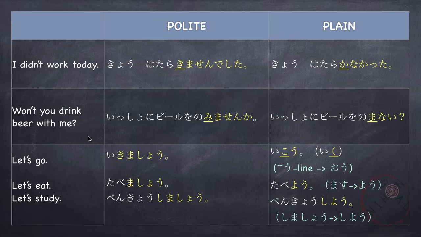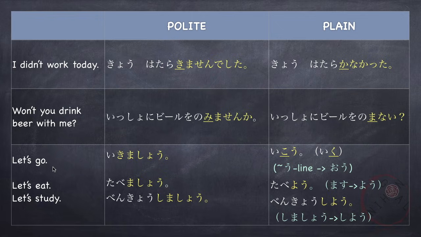Won't you drink beer with me? So here we are inviting someone. 一緒にビールを飲みませんか? In plain form, 一緒にビールを飲まない? Here we use the ない form of the verb. Syllable み becomes ま、飲まない. Then we set it with a rising intonation to change it into a question. 一緒にビールを飲まない?